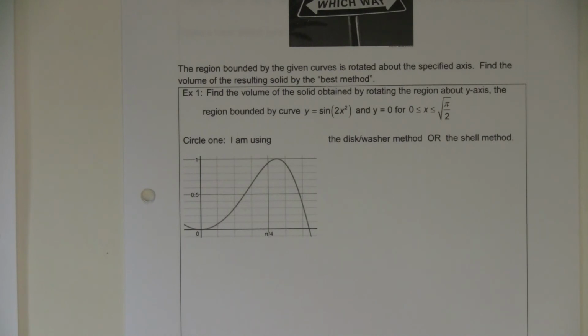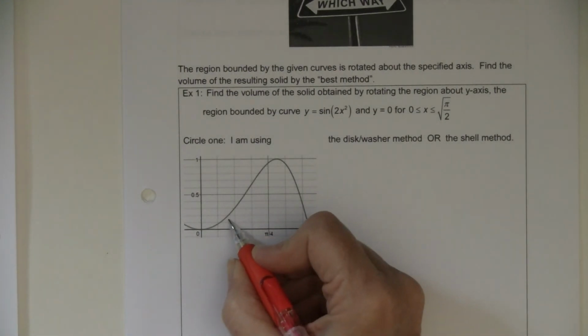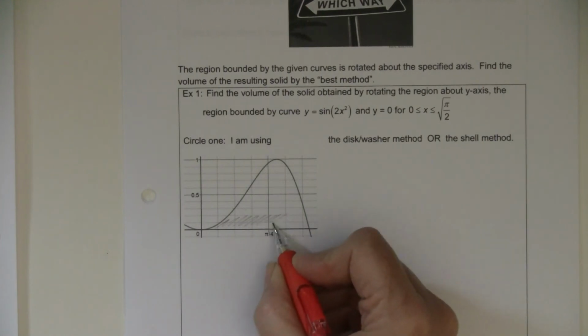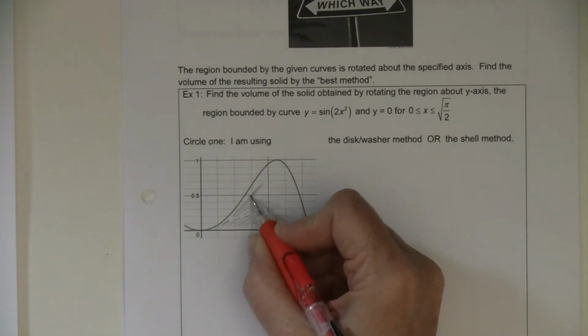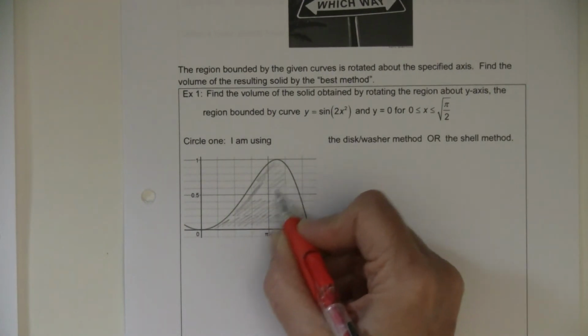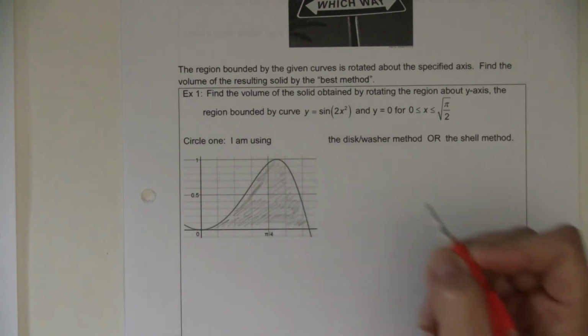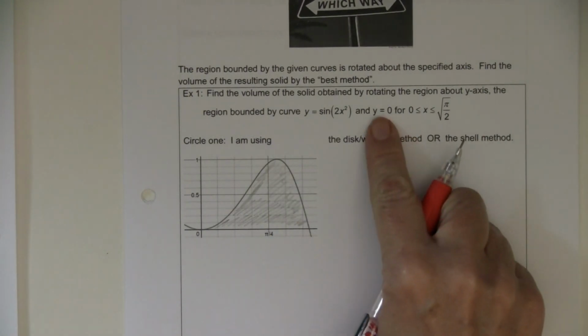I just love this problem. I usually use this problem also with cosine. Love it, love it, love it, for whatever reason, just because it gives me a little bit of practice at my U substitution. So it says to find the volume obtained by rotating the region about the y-axis, and so this is what they're rotating. Here is y equals sine of 2x, between 0 and the square root of pi over 2, and y is 0.